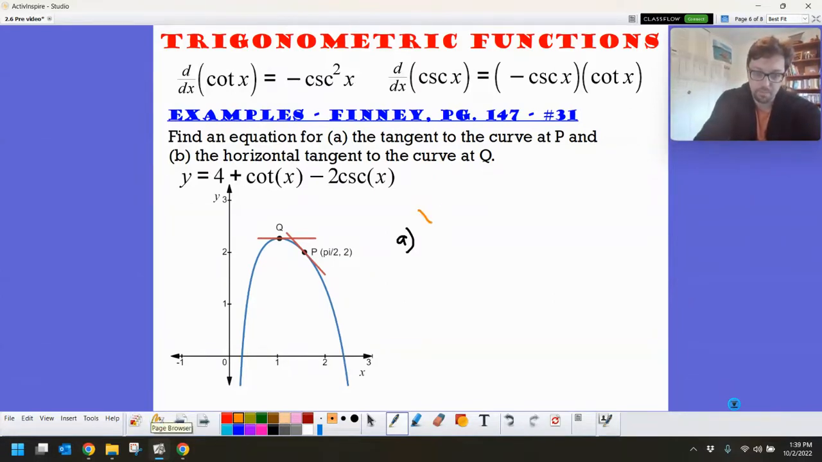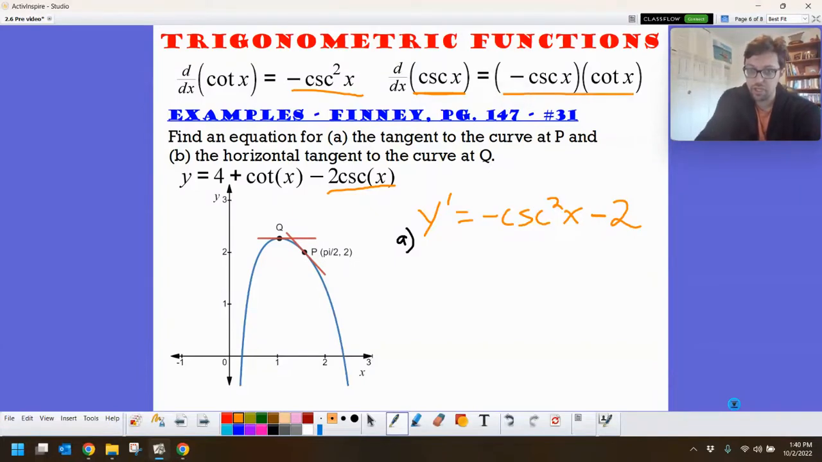So y prime is going to equal the derivative of 4. Well, that's just 0. The derivative of cotangent is right up top here. So that's negative cosecant squared x, minus, and then we've got a 2 cosecant x. So we're going to keep that 2. And then the derivative of this cosecant x is going to be all of this jazz. So that is CSC x, but it is negative. So I'm going to change that to a positive, as well as a cotangent of x.